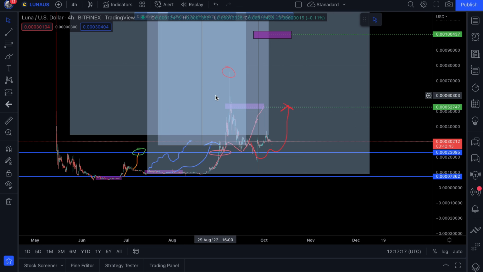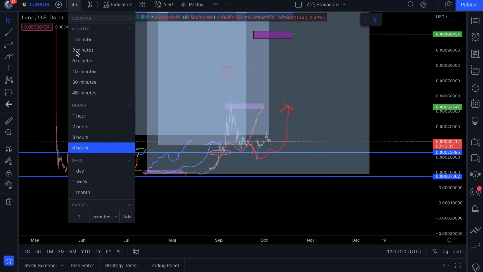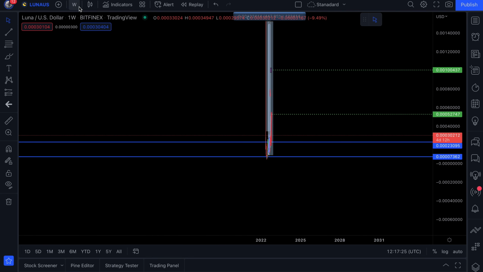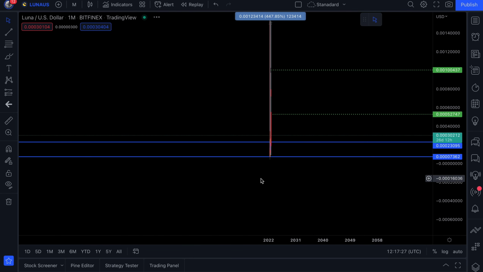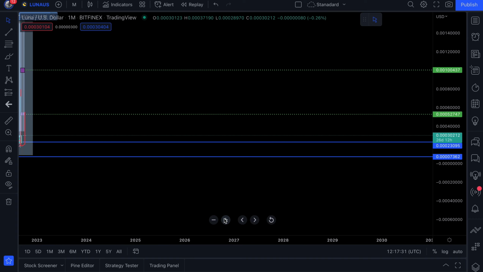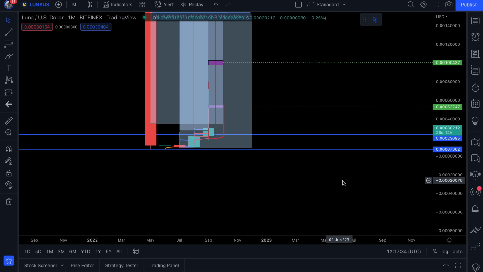Now the first thing that we want to do is start off on the larger time frame. So what I'm going to do, guys, is go to my weekly time frame. Now you could actually go to monthly. Let me just go on the monthly first, and then we just zoom in so we can see what's happening.